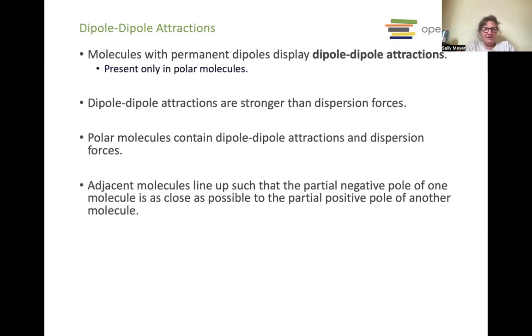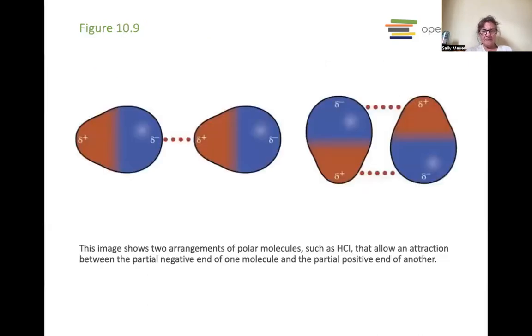So the second type of interaction are molecules with permanent dipoles, and they display dipole-dipole attractions. They're present only in polar molecules. Dipole-dipole attractions are stronger than dispersion forces, and polar molecules contain dipole-dipole attractions and dispersion forces. So adjacent molecules line up such that the partial negative pole of one molecule is as close as possible to the partial positive pole of the other molecule. So this is a picture of that.